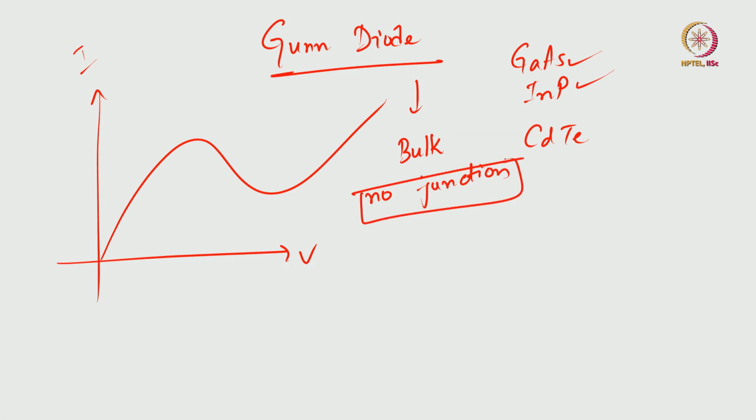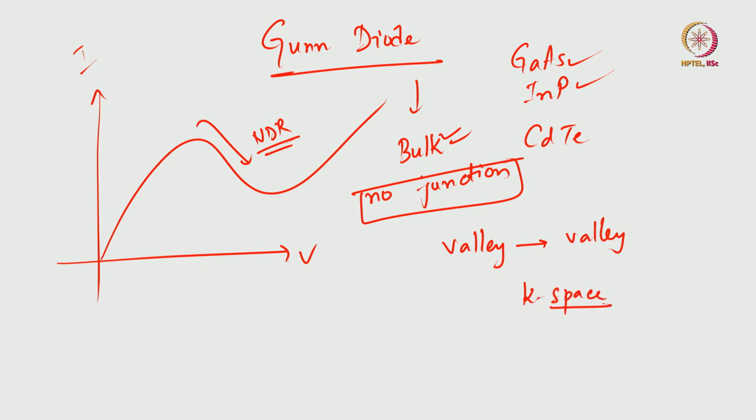There is no junction, it is a bulk process. Okay. When I say bulk, it is like the bulk of the semiconductor that exhibits this, and it is a little bit more physicsy, in the sense that this drop in the current, this negative differential resistance, happens because the electrons go from one valley to another valley in the K space.